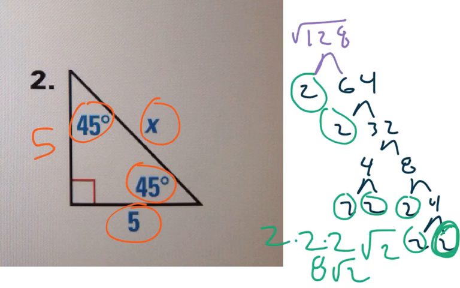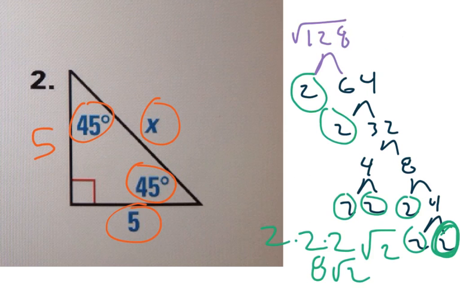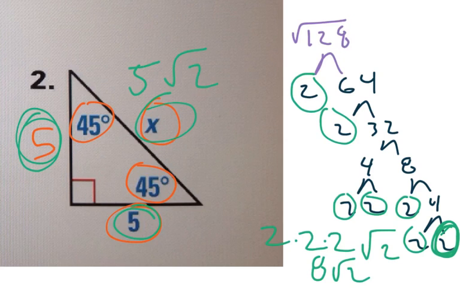What about the x? Well, here we had 8 square root of 2. So here we have 5. What's this going to be? 5 times square root of 2. That's as simple as it gets, guys.